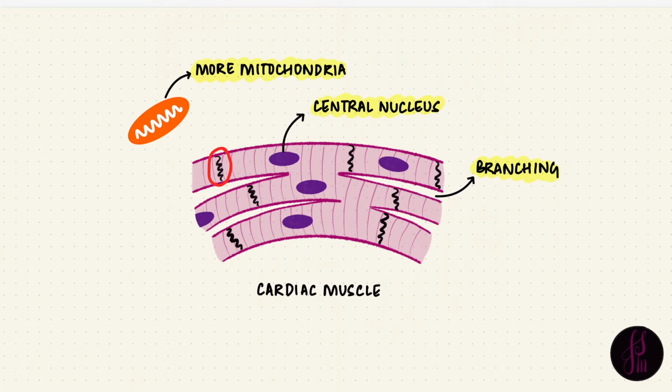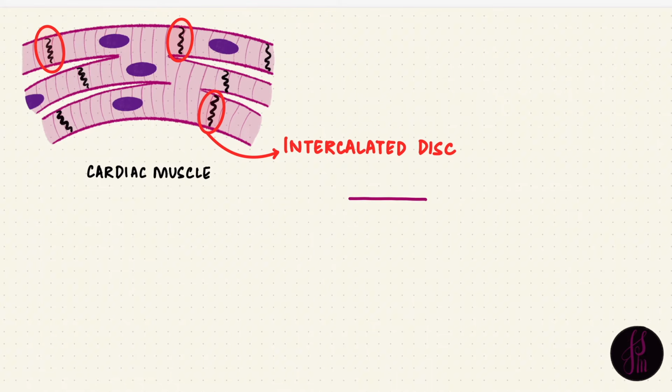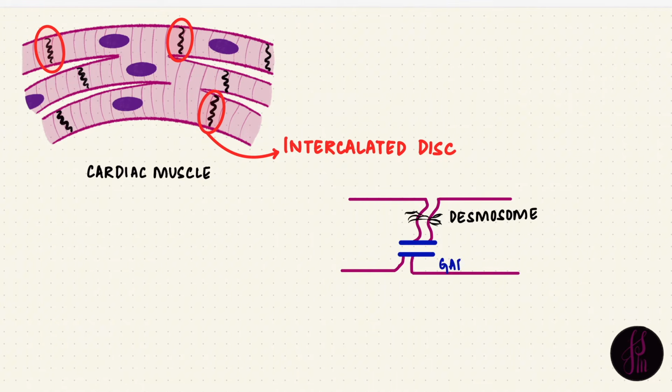The cells of cardiac muscles are connected by anchoring cell junctions. These are dark staining intercalated discs. These discs join the cells together, mechanically through desmosomes and electrically through gap junctions.